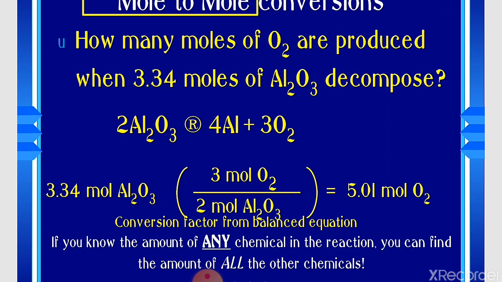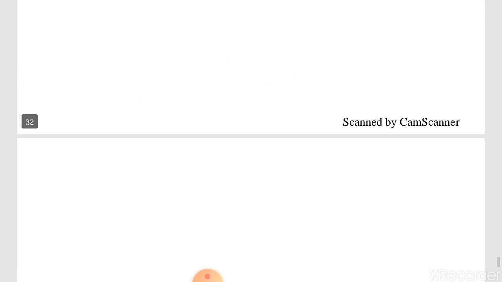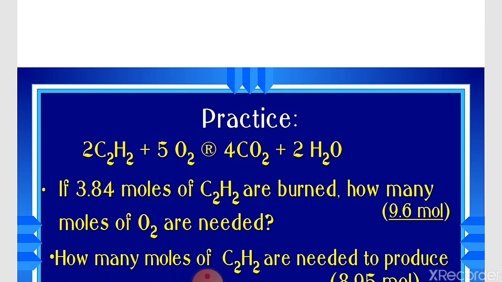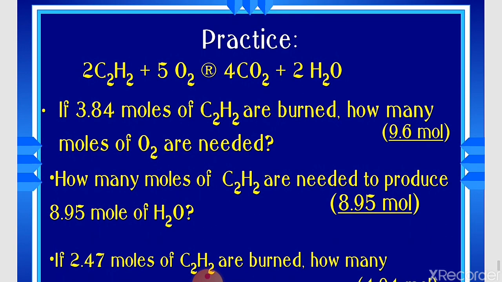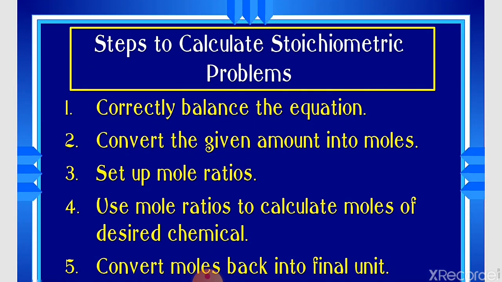That is 3.34 into 3/2, which is equal to 5.01 mole of O2. So it's very simple. This is stoichiometry. With the help of one substance you can find the mole of another substance. Now these are the practice problems. You can note them down. Answers are given in the bracket. Try to find them out. And a few questions I'm still elaborating ahead in this video.